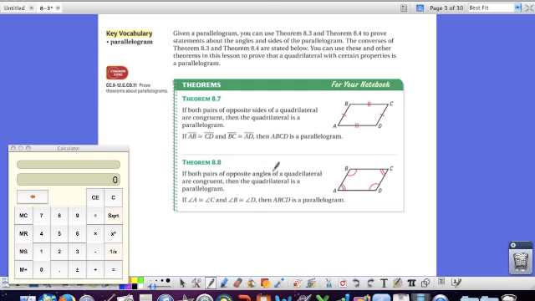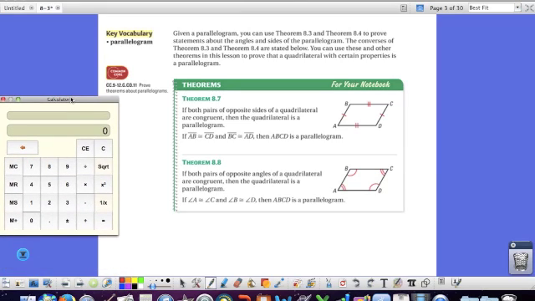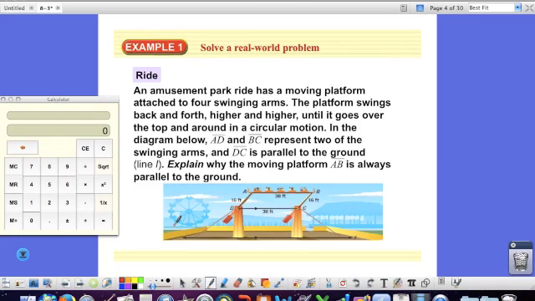Theorem 8.8 says if both pairs of opposite angles of a quadrilateral are congruent, then the quadrilateral is a parallelogram. Theorem 8.4 had said that if a quadrilateral is a parallelogram, then both pairs of opposite angles are congruent. So now they're telling us that if these things are true, we can then know that our shape is a parallelogram. We're going to use this to solve a real-world problem.